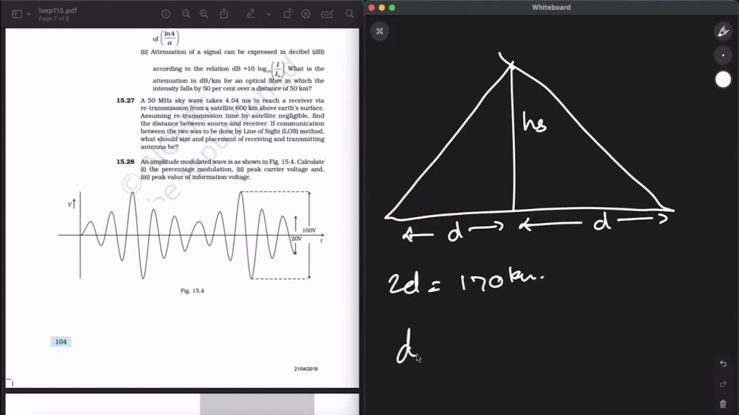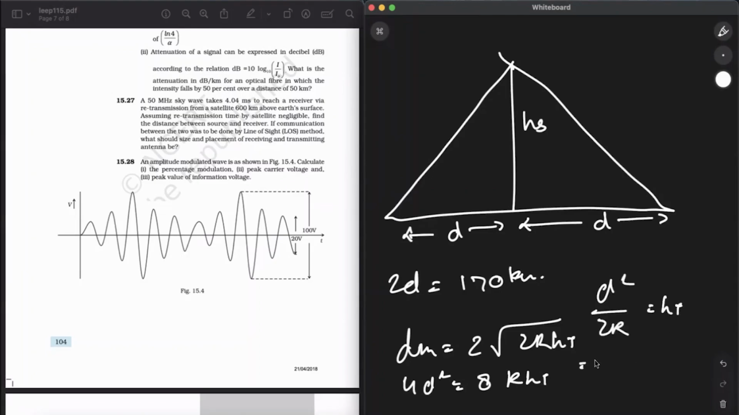Alright. Now if I want to find the dn, it will be 2 times 2rht. Alright. So 4d square is equal to 8rht, and d square upon 2r is equal to ht. The value of d square is known, 7236 upon 2 into 6400. 7236 divided by 6400 divided by 2. So it will be 0.565 kilometers. So that will be 565.3 meters. Alright.